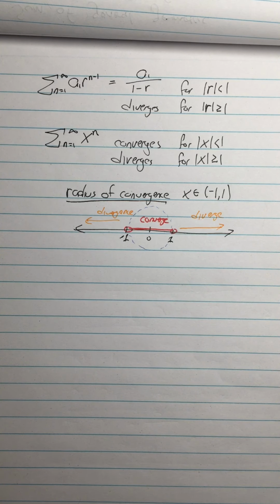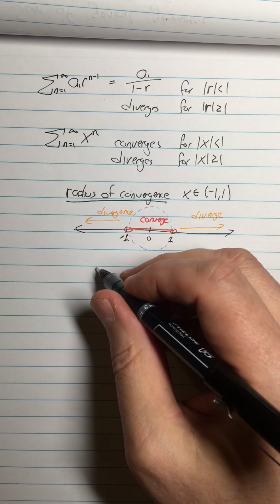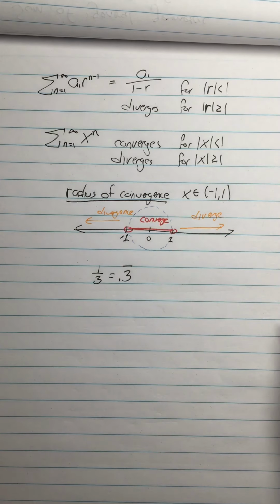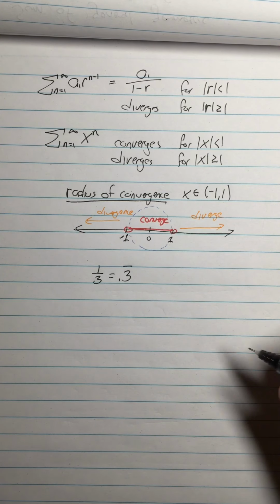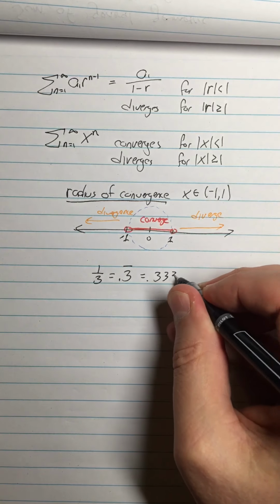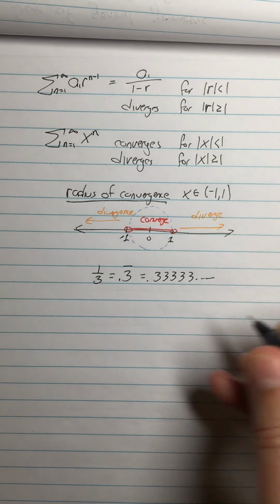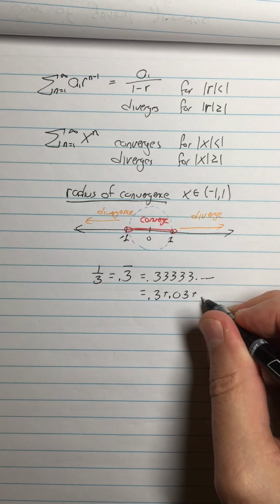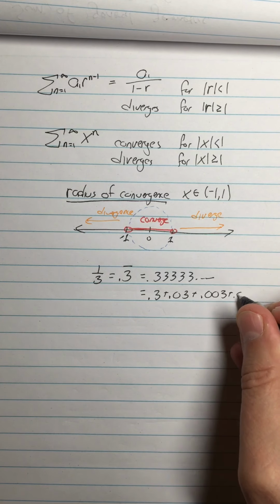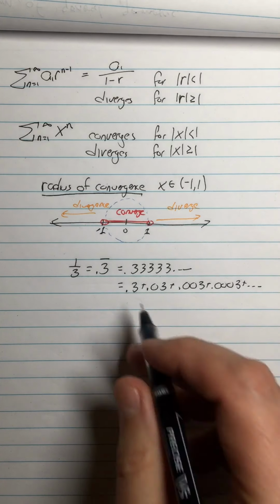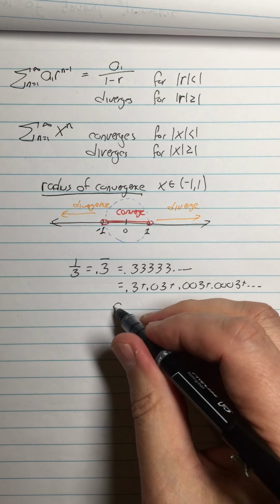Let's look at some other interesting things. Everybody knows that 1/3 equals 0.3 repeating, right? You all know that. But what does it mean? What is 0.3 repeating? It means 0.333, and the 3's go on forever. But what does that mean? This really is 0.3 plus 0.03 plus 0.003 plus 0.0003, and it goes on forever. This is a geometric series.